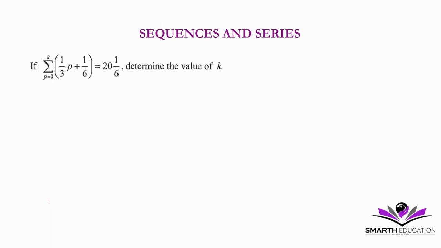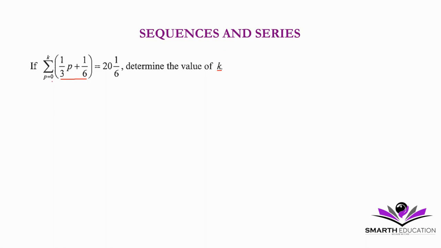If the sum of a sequence with this general term is equal to 20 and 1 over 6, determine the value of k. Right, so what can we do here? We have to find the sum of an arithmetic series. So let's find the first term, second term, and third term. I want to find the common difference here.